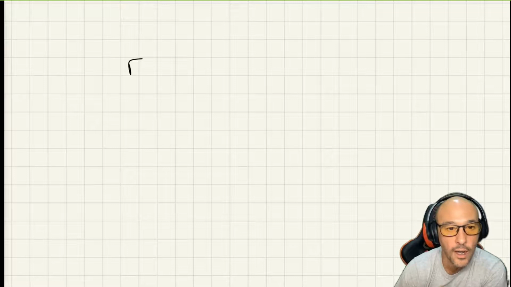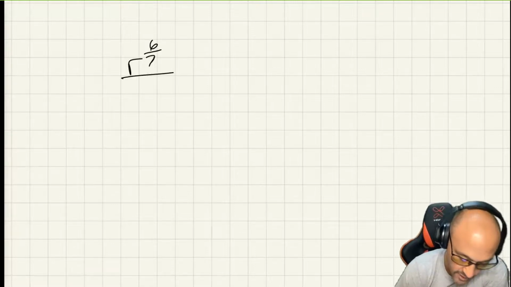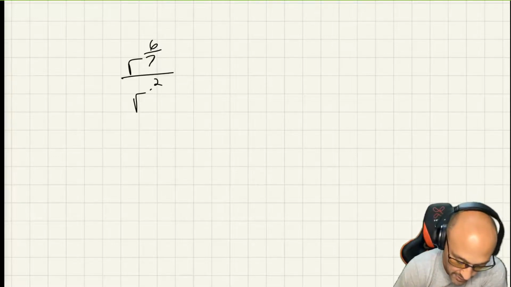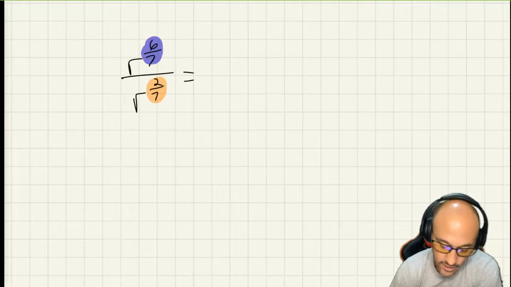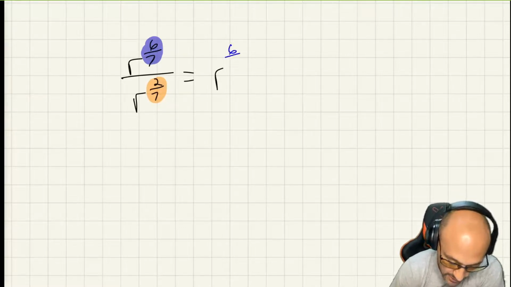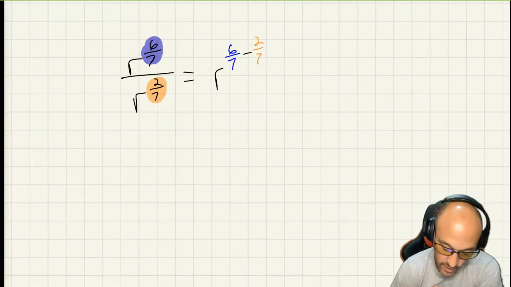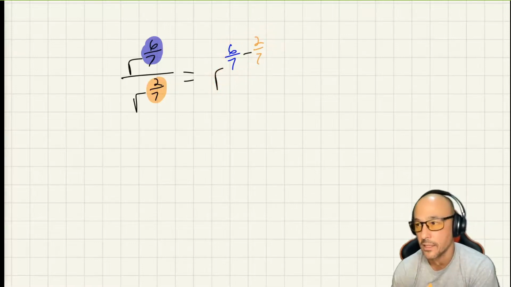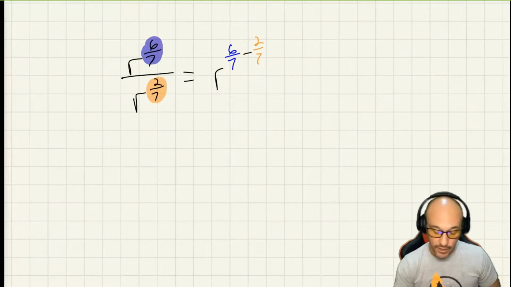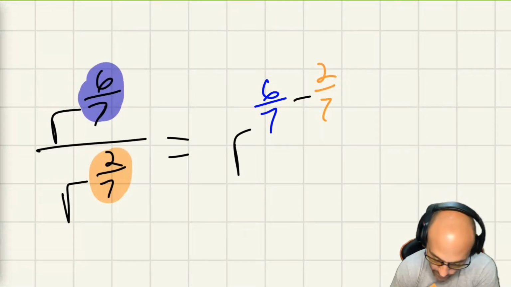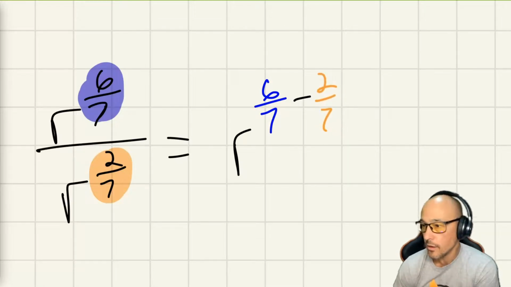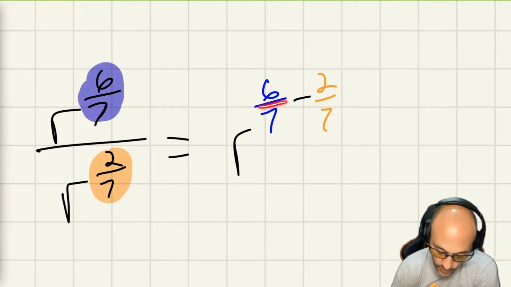Now, something helpful would be an example with a fraction. If we have r to the power 6/7, and we're dividing that by r to the power 2/7, remember, even though these are fractions in the exponents, we're still doing a subtraction. So we're doing r to the power 6/7 minus 2/7. This is all now in the power of our base r. And it's actually pretty nice because our fractions have the same denominator.